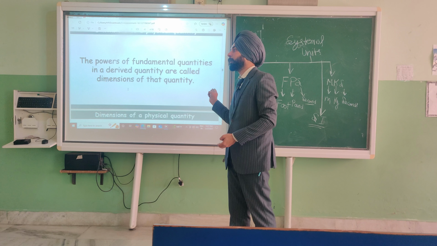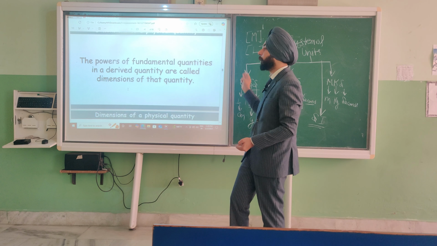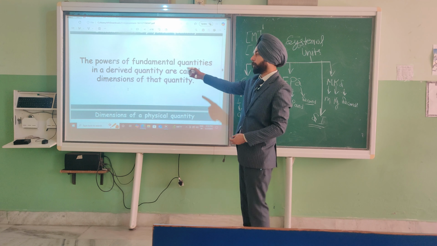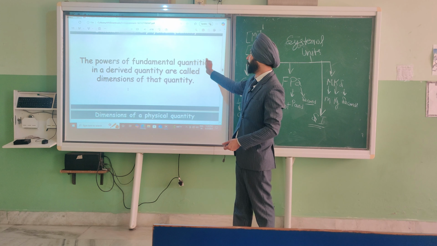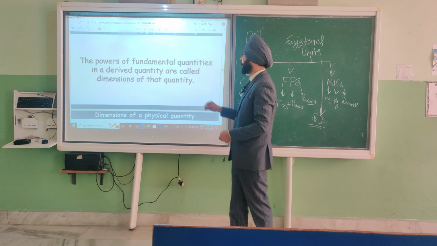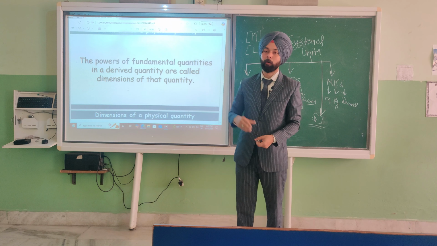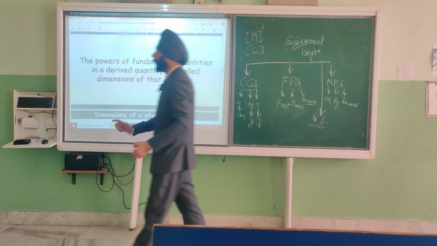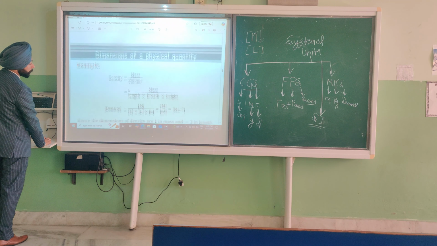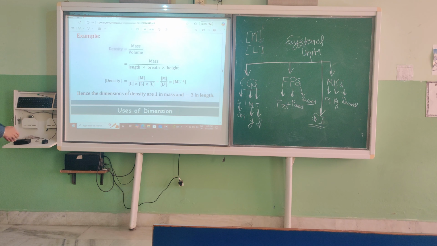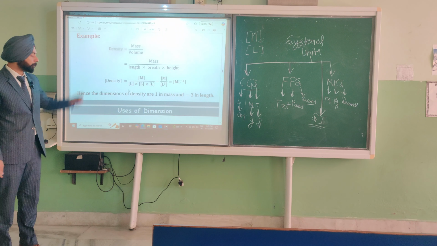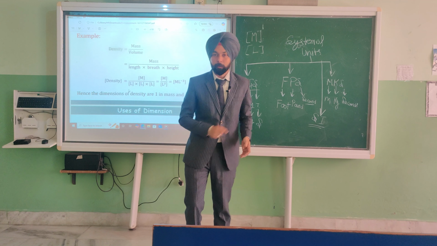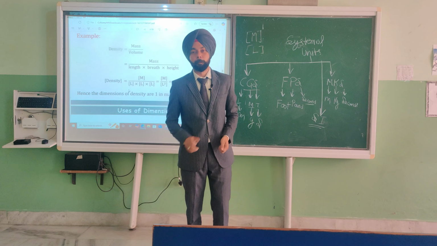From these fundamental quantities we derive a dimensional formula. So in this slide you can write: the powers of fundamental quantities in a derived quantity are called the dimensions of that quantity. You can use this slide for notes in your notebook. Now the example here is an advanced example, so I will start with a simple and basic example.